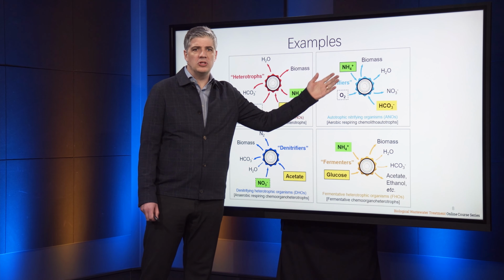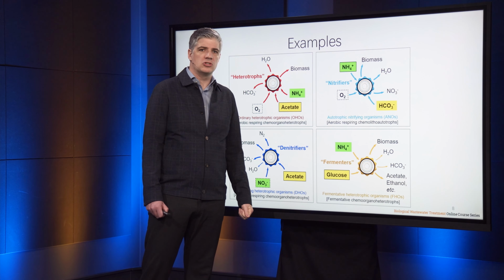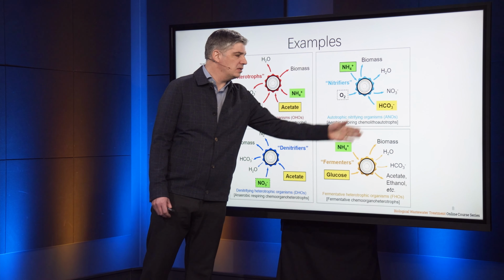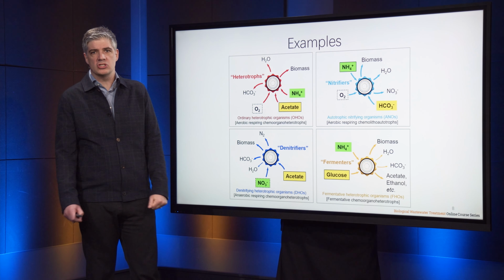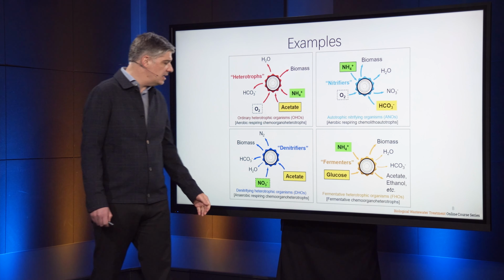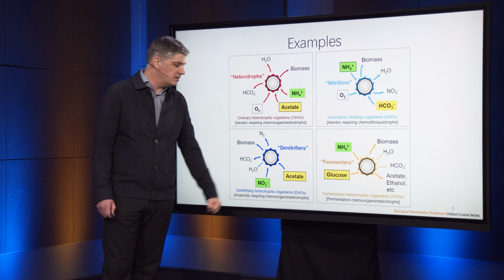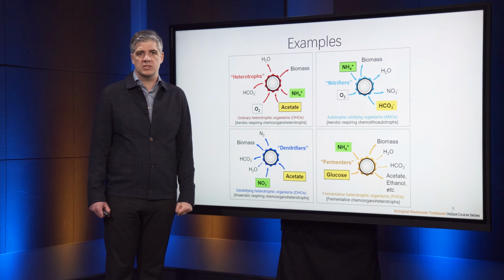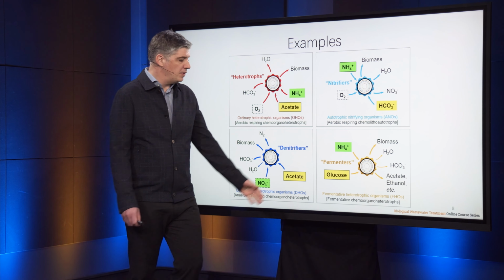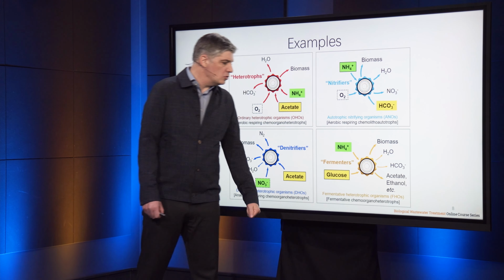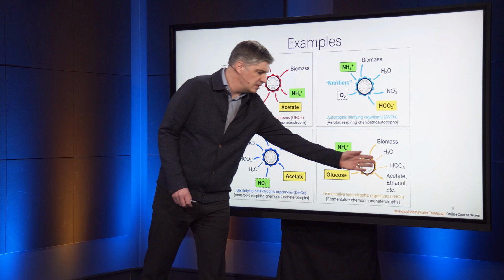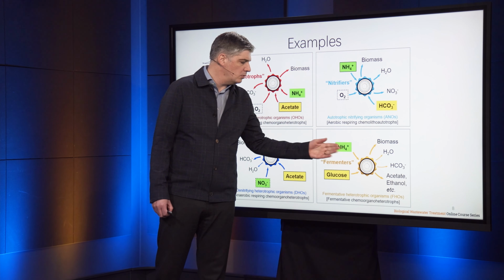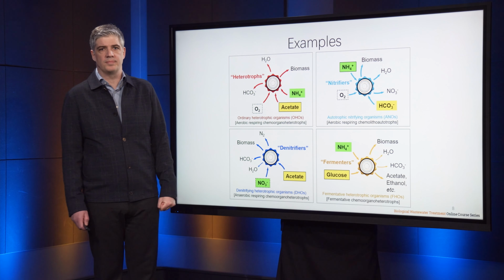Nitrifiers use here ammonium as electron donor and nitrogen source, oxygen as electron acceptor, and bicarbonate, either CO2 or HCO3 at pH 7, as carbon source. Denitrifiers, for instance, use acetate as carbon source and electron donor, nitrate as nitrogen source and electron acceptor. Fermenters ferment glucose into a fermentation product like acetate and ethanol. They use this glucose as carbon source for biomass growth together with ammonium as nitrogen source.